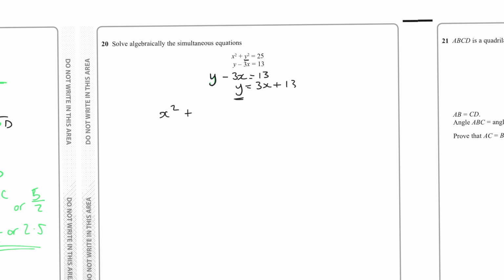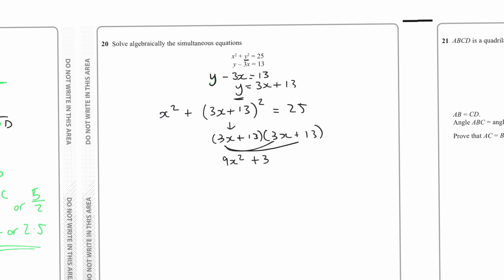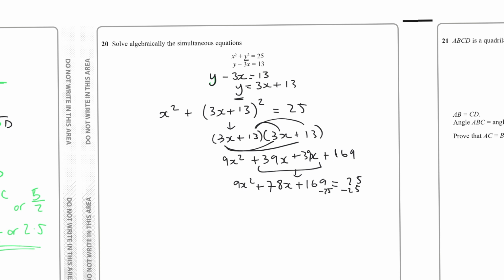So then we're going to substitute y for the y squared there. So it's going to be x squared plus, instead of y squared, it's going to be plus 3x plus 13 squared is equal to 25. Then we're going to expand these brackets. So 3x plus 13 times 3x plus 13. Probably getting tired of expansion by now. So we would have got 9x squared plus 39x plus 39x plus 169. Simplify and we end up with 9x squared plus 78x plus 169 is equal to 25. Take away 25 from both sides. We end up with 9x squared plus 78x plus 144 is equal to 0.